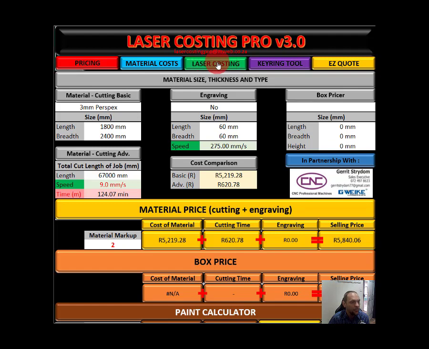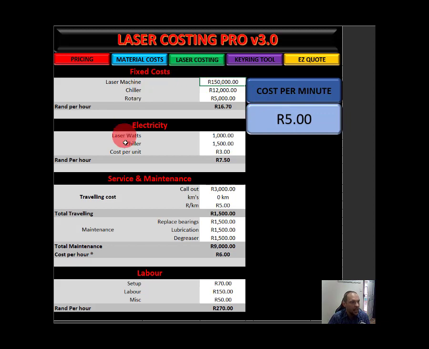We'll click on the green tab, which is laser costing. In this tab, it makes provision for fixed costs, electricity, service and maintenance, and labor. In our fixed costs, this is where we enter in the price of our machinery. Let's say that I've bought a 90,000 Rand laser, and included in that was the compressor. Let's say I bought a chiller for 15,000 and I bought a rotary for 7,500. That gives me an average rand per hour of 11 Rand 25.